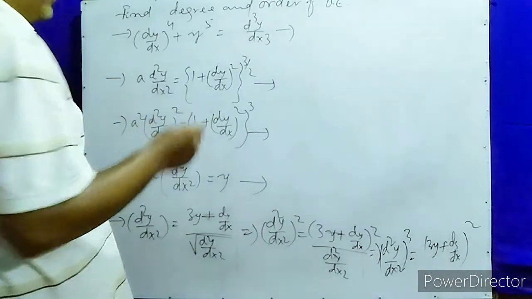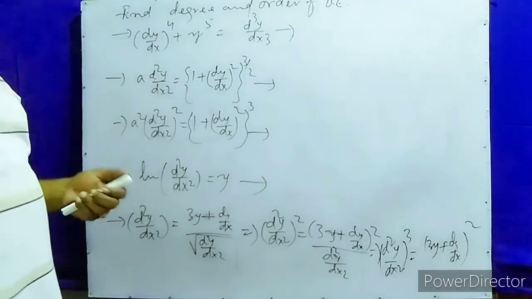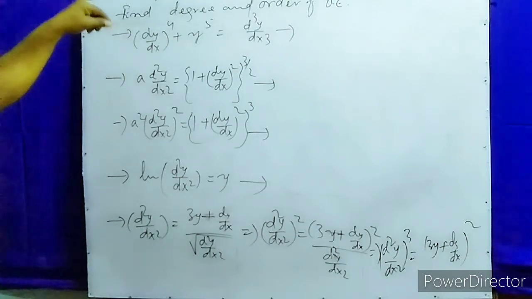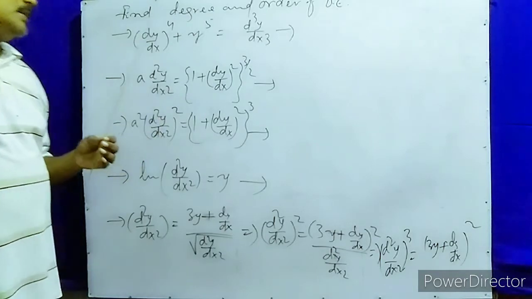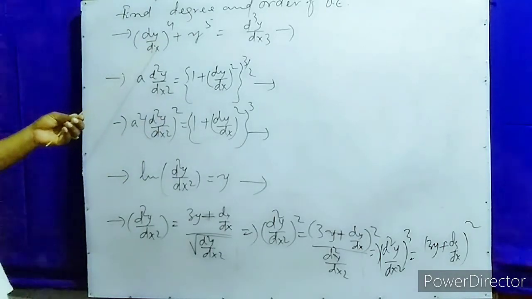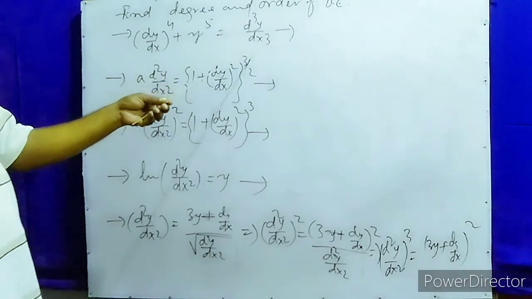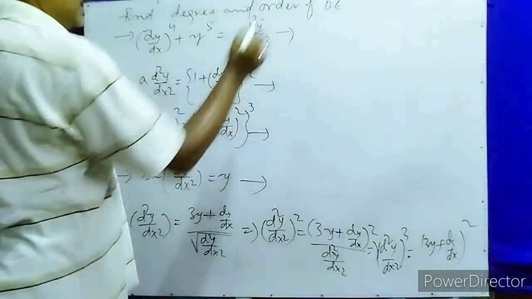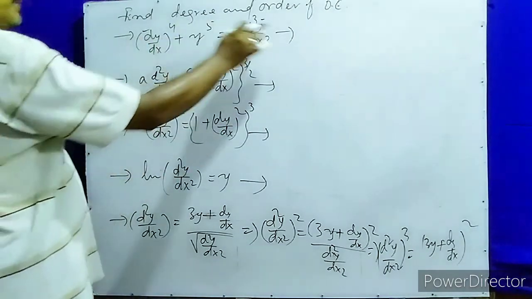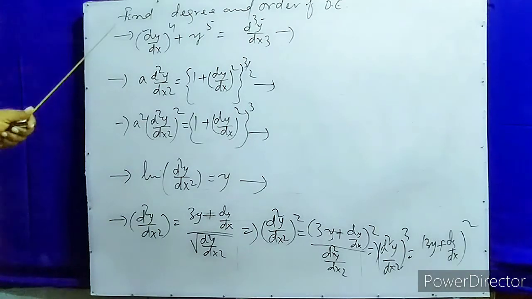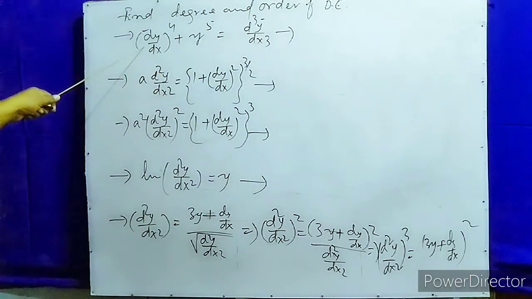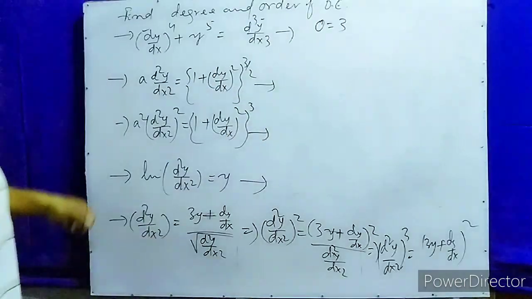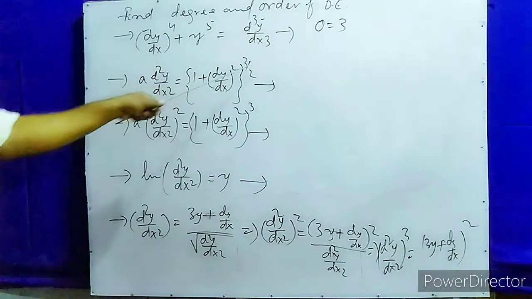So here you look at more examples for finding the degree and order of the differential equation. Consider this one differential equation. Here dy by dx is the first order differential. d cube y by dx cube is the third order differential. Out of these two differentials, which has the largest order? This is the third order and this is the first order. So order of the differential equation, order equal to 3, third order.